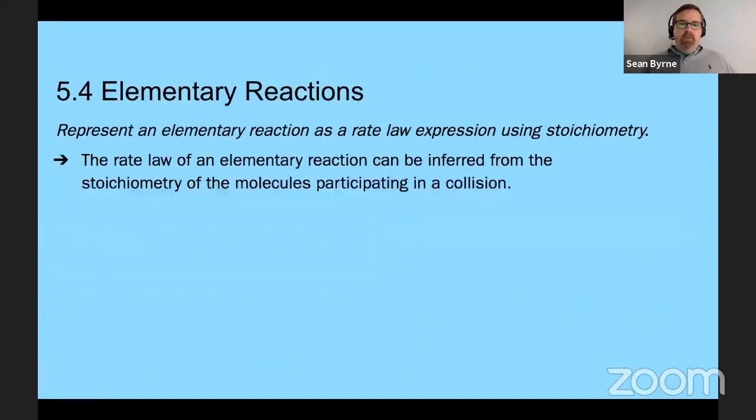Okay. So getting to it, what we want to understand is the difference between an elementary reaction and an overall reaction.